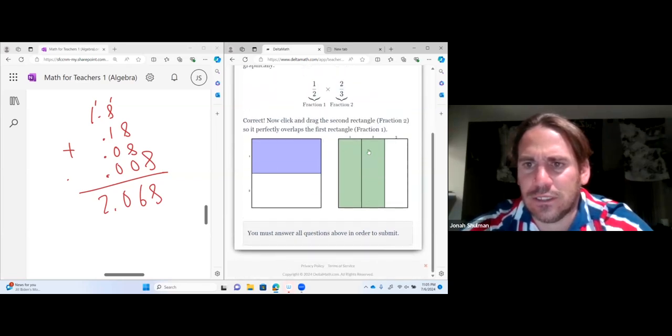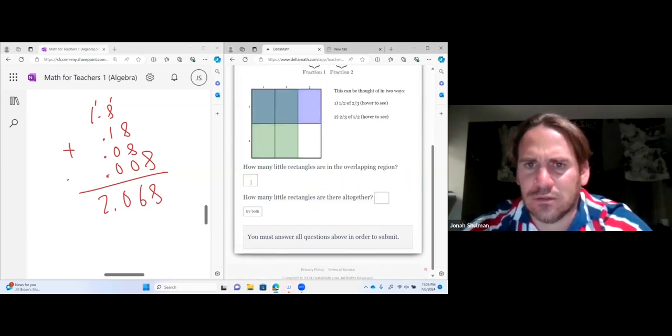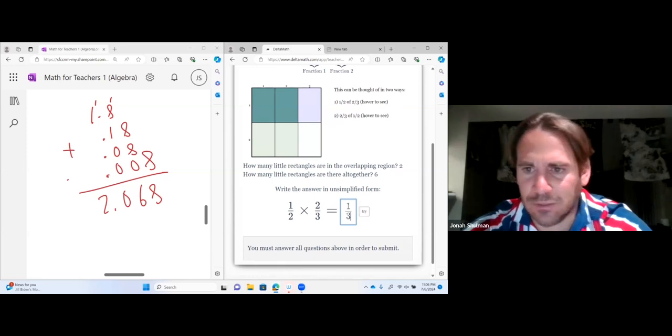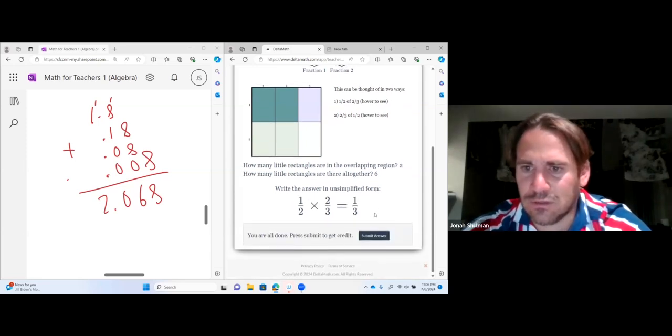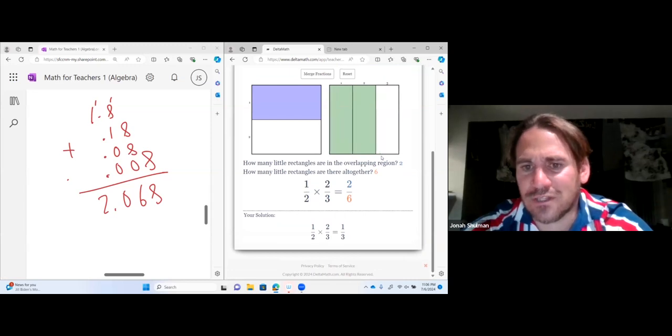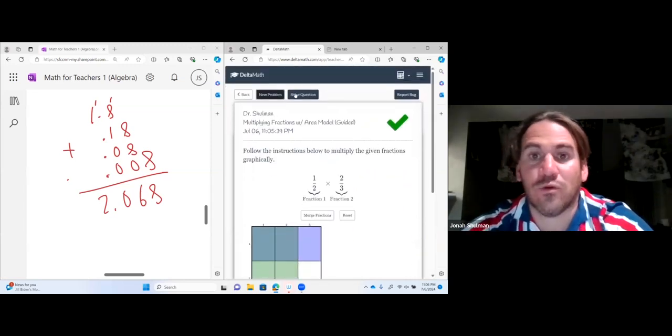All right, then I'm gonna go to the little draggy drag. We've got 2 overlapping, and how many together are 2 times 3, which is 6. So it is 2/6 or 1/3. Should I simplify? See if it works. Let's see. Simplification also works. I love it. Very cool.